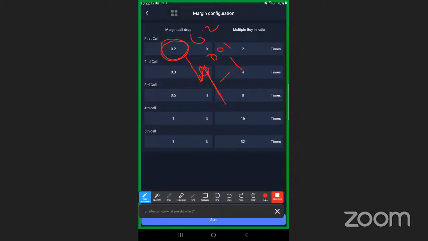Are we together? You discover that you are at minus 0.50, yet our margin call drop for the first call is 0.2. The robot did not buy because when the price fell down, it did not go up by our buy-in callback so that the robot could buy before it goes down again. That's why I'm saying, what makes your robot not buy your margin call? First, your margin call drop. Second, your buy-in callback.